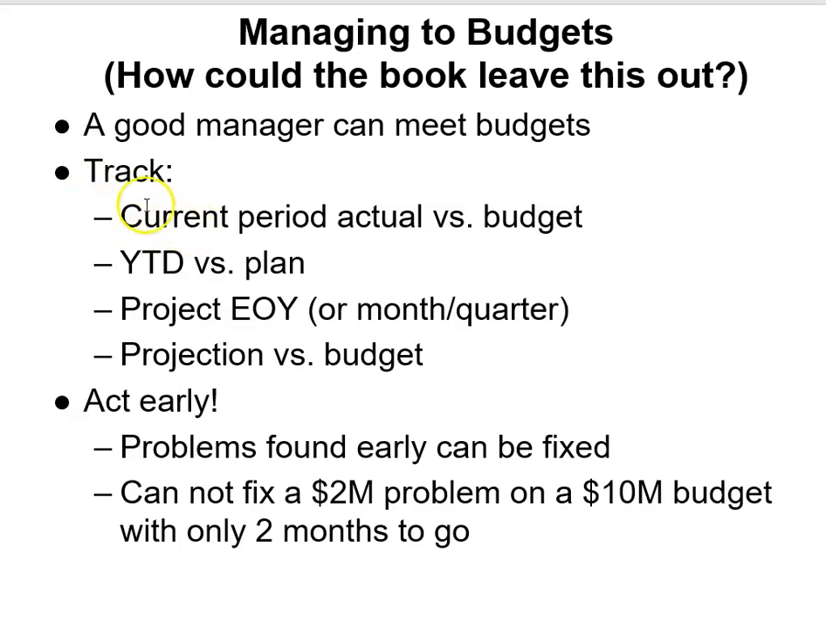But you want to track how much we actually spend this period versus what our budget is. If our budget was X this month, what did we really spend? How are we on track for the year? Well, this may have been June, but are we on track so far this year for 6 months?